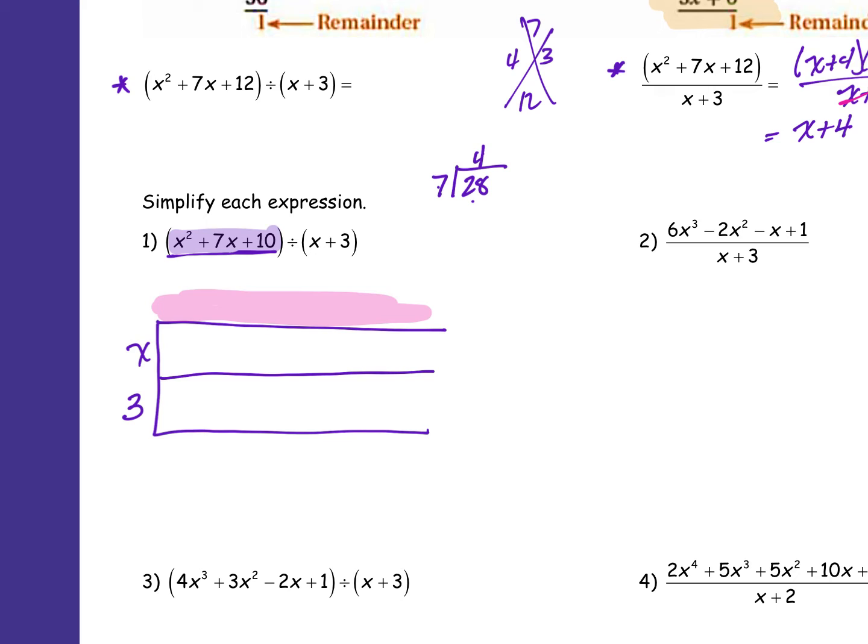So what goes in this first box here is going to be the x squared, because remember when I'm multiplying it out, my like terms are on the diagonals, right? So x squared is going to be by itself. So I'm going to always put this first term of my answer right there. Okay? And then I'm going to ask myself, what do I multiply x by to get x squared?